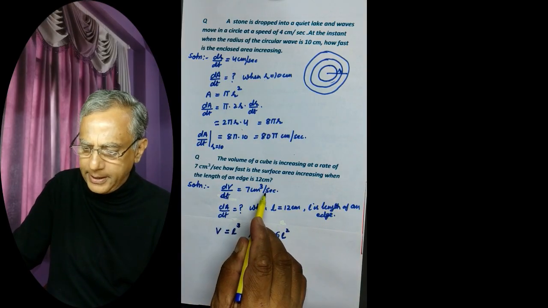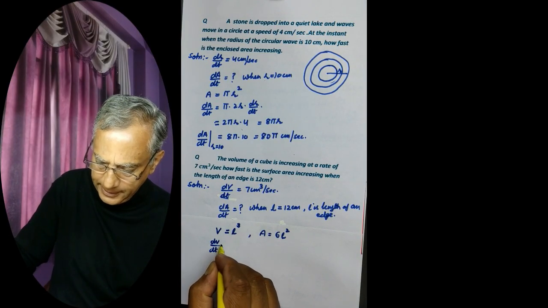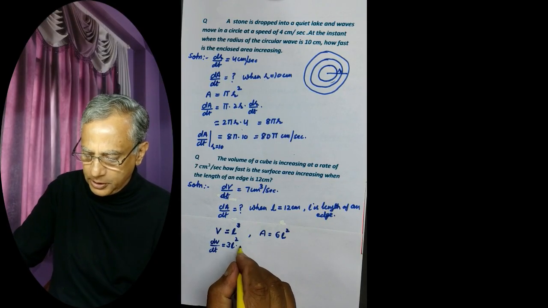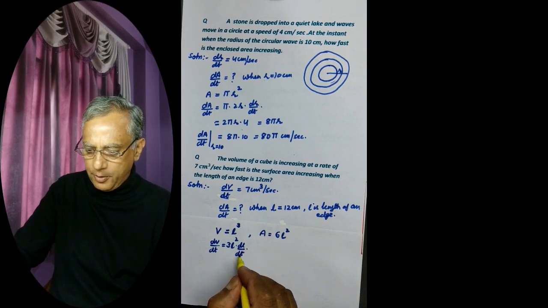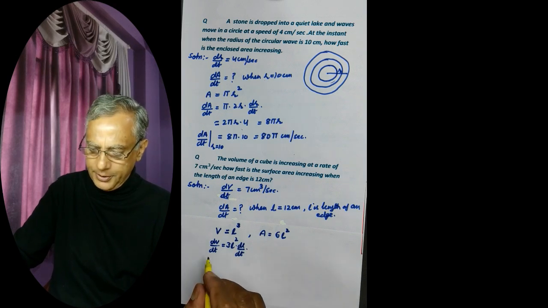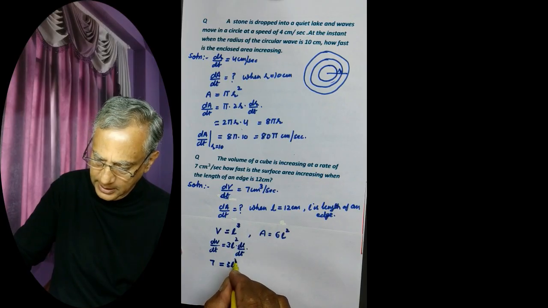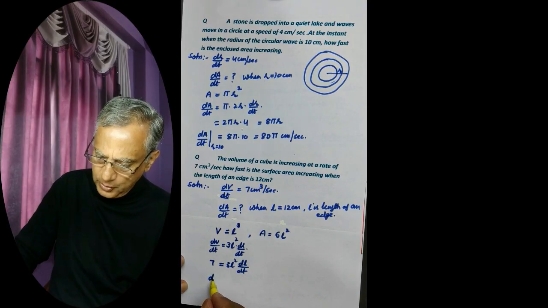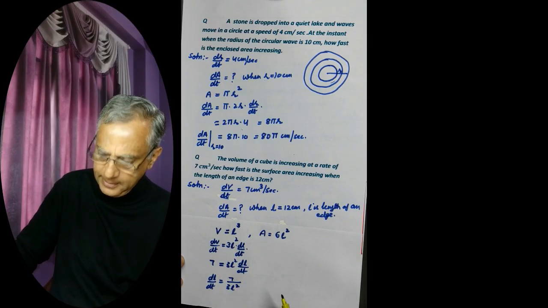Now we are given dV by dt is 7 centimeter cube per second. So we find dV by dt. dV by dt is 3L square, and the differentiation of L with respect to t is dL by dt. Since we are differentiating with respect to t, we must take the differentiation of the inner function. And therefore 7 is equal to 3L square dL by dt, or dL by dt is equal to 7 upon 3L square.